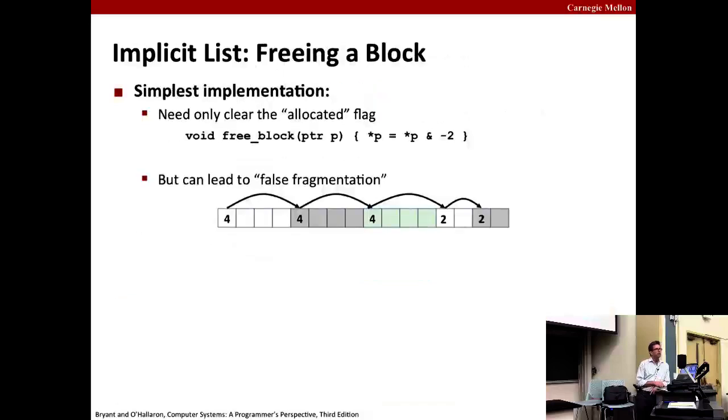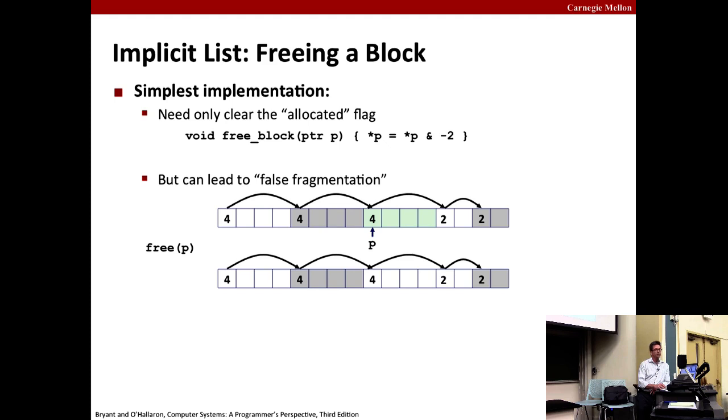Okay, now another question is how to free a block. So the application has called free, and it's asked the allocator to free up a particular block. This is pretty simple. If we want to free up the block we just created, you just clear the allocated flag. You set the allocated bit to 0, and you're done. It's really simple.